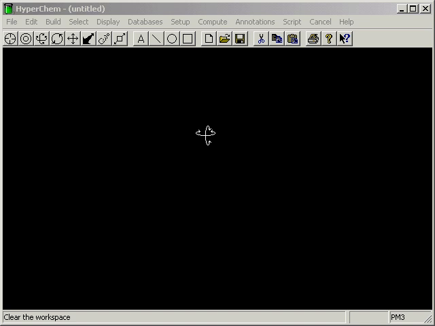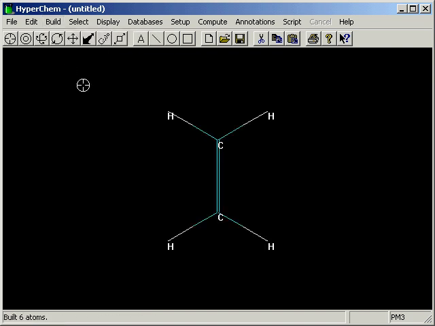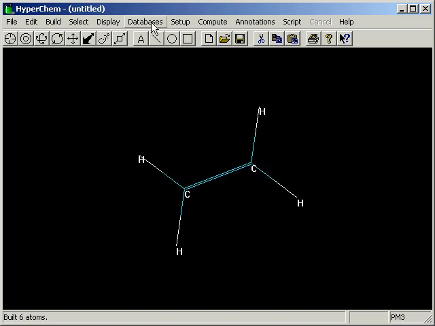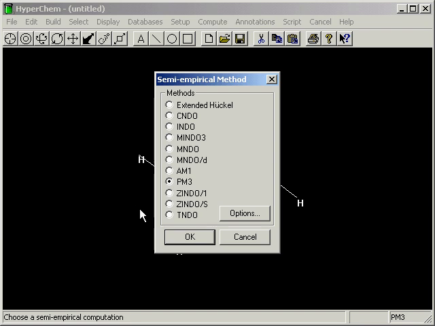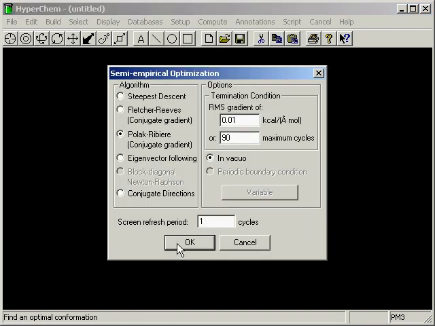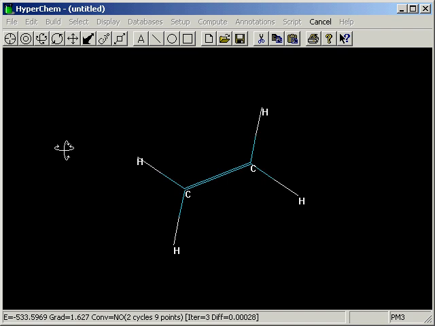This tutorial illustrates the use of restraints. Let's build a molecule. Let's build ethylene, and then let's optimize this planar structure. Ethylene is, of course, planar. And let's use the semi-empirical method for speed here. Let's just choose PM3, and we'll do a geometry optimization of this.